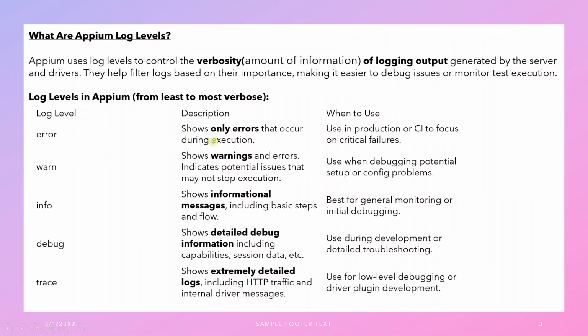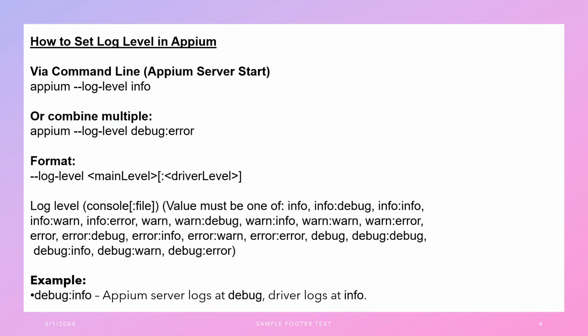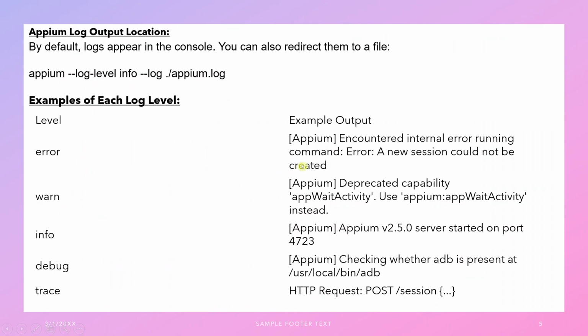It shows only errors that occur during execution. Means if you use log level error without any combination, the log level for server and driver is error only, which shows only the errors that occur during execution. For example, APM encountered an internal error running the command, or a new session could not be created. This is an example of the log level error.